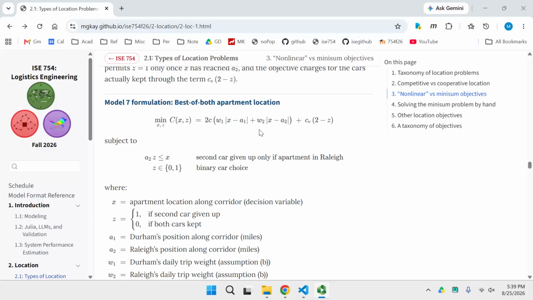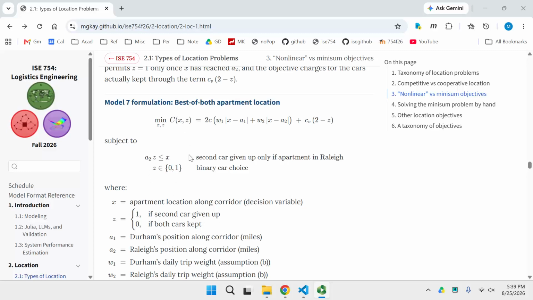So here we explicitly call out the travel cost, the lowercase c. C sub v is the vehicle cost. And now we have two decision variables. X is the location of the apartment, but now we have a new binary decision variable that takes values 0 or 1. It has a value of 1 if a second car is given up. Otherwise, if we have both cars, then it's 0.